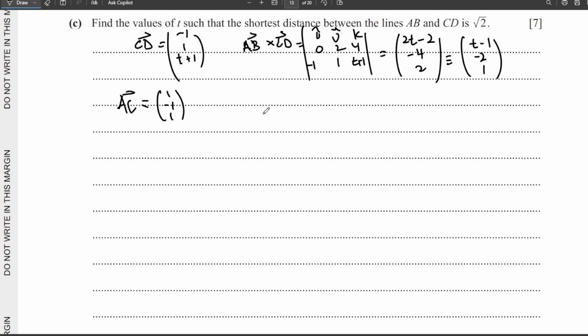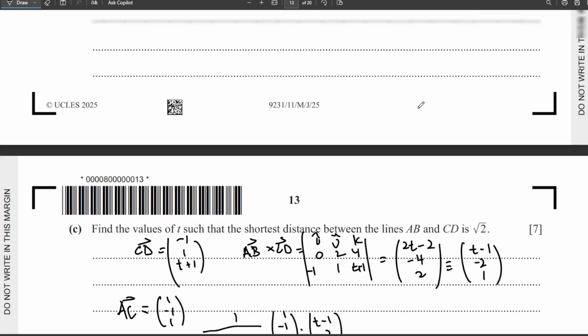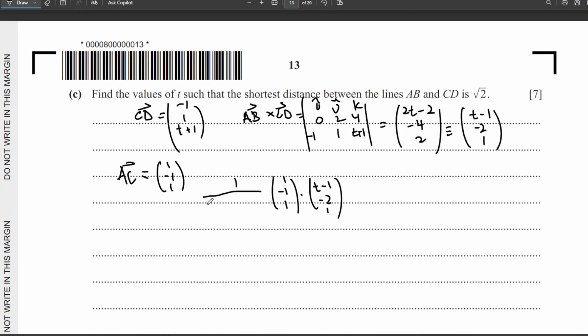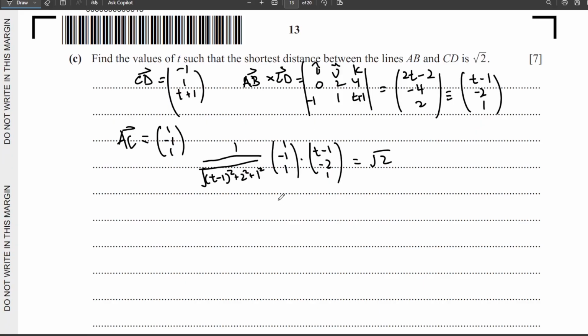So first we dot these two. The dot product is commutative, so we don't really care about order. Then we divide the dot product by the magnitude of the perpendicular line. And we equate this to square root 2 because that's what we want. Dividing by the perpendicular magnitude gives a unit vector, then we equate it to square root 2. Okay, let's try and solve this.